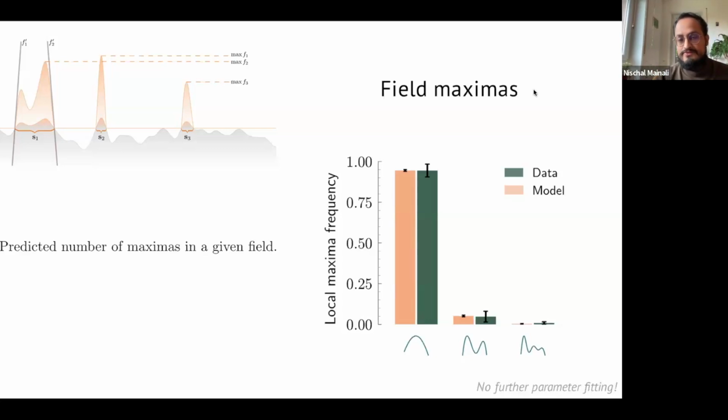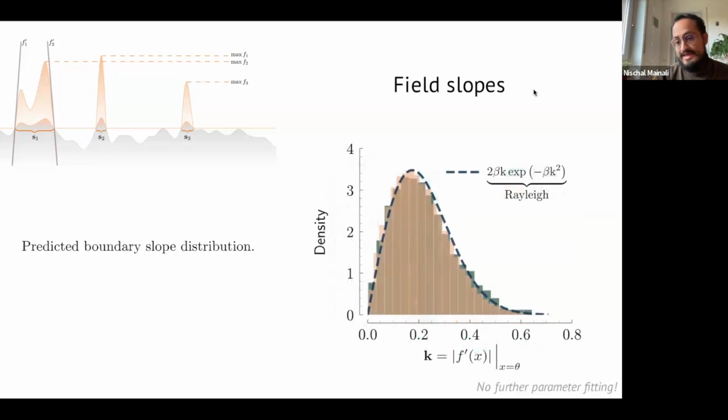The second field shape related property that I personally really like is the distribution of field slopes. At the boundary, we can measure the slopes of the fields. And for Gaussian processes, it's known exactly, not in any approximation, that this distribution follows a Rayleigh distribution. Here I'm taking the absolute value of this, and you see the match between data and model is really excellent, and also analytically, because this is not an approximation.